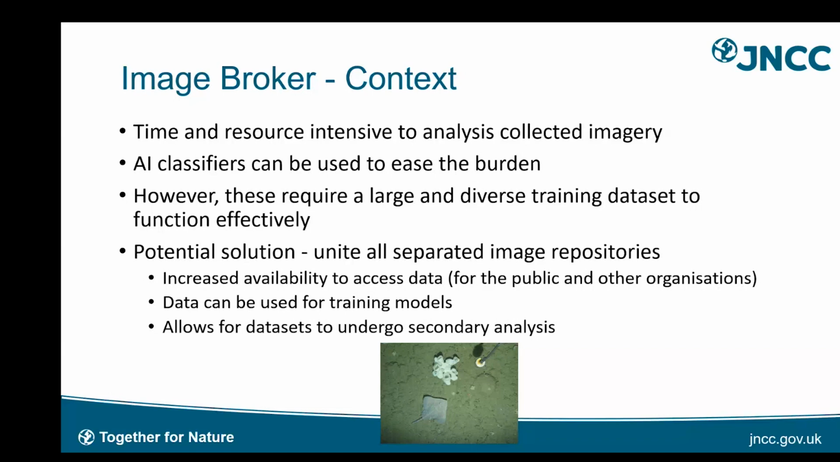However, for both of these things to work, we need a large and diverse training data set. As you can imagine, a picture of an animal will vary quite a lot depending exactly where it's captured. So this can be the underlying substrate that the animal is on. Captured at different depths may affect the light used, and then some species are just harder to identify than others. So some cup corals could stand out quite brightly against the substrate that they're on, whereas some species more try and blend into the sand or rock, so they can be much harder to pick out.